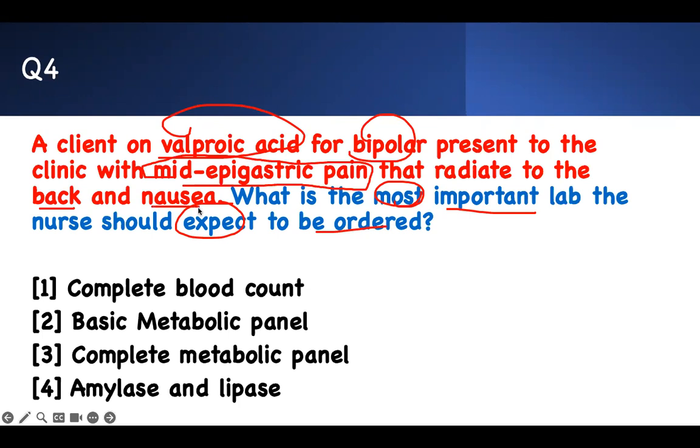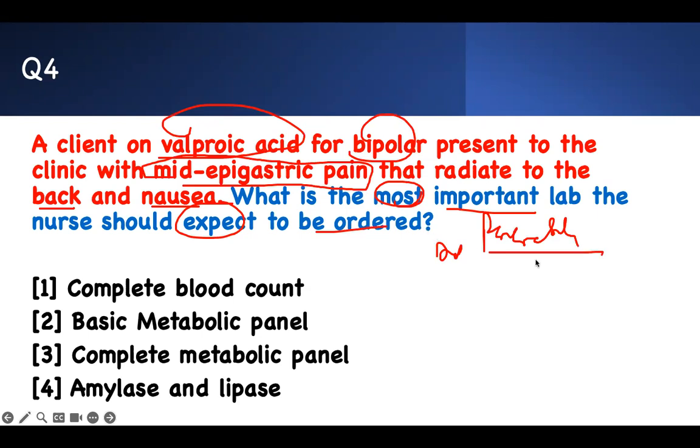Think about it. Rewrite the question with your buzzwords. Valproic acid for bipolar. Now, all of a sudden, I have mid-epigastric pain that radiates to my back and I have nausea. What do I expect? What is your diagnosis? Well, you go by what is asked, what is the keyword, and then what is the buzzword, and you put it together. You realize this patient has what? Pancreatitis. That's the side effect of valproic acid.